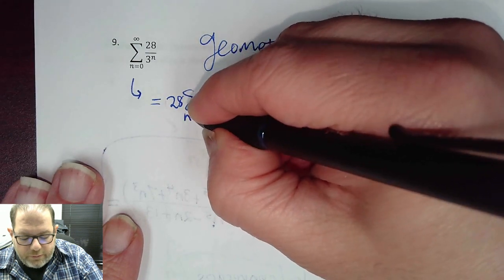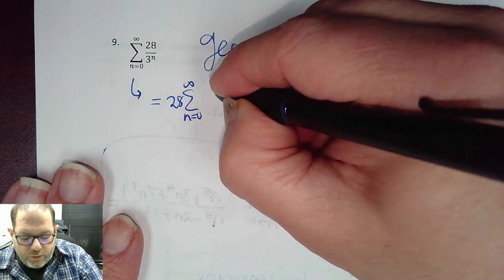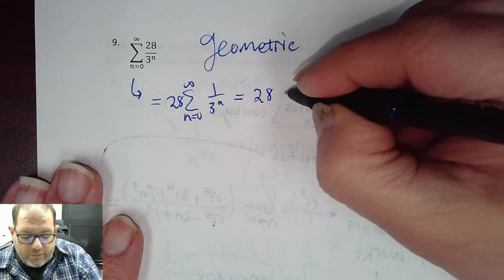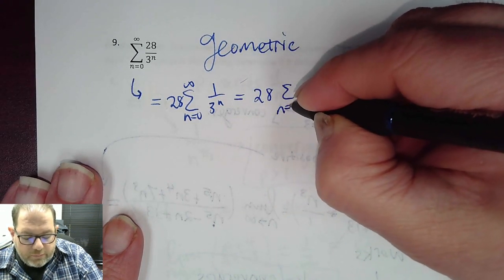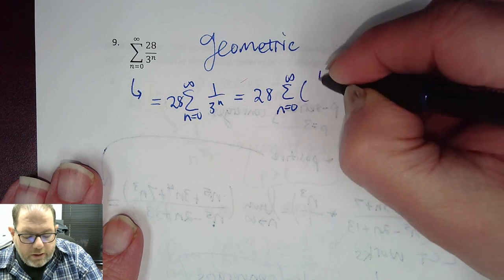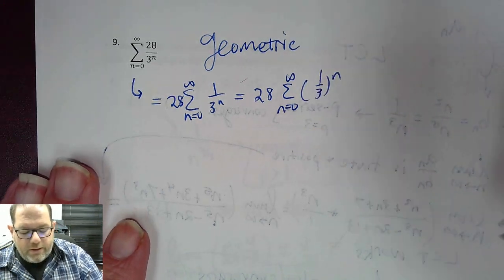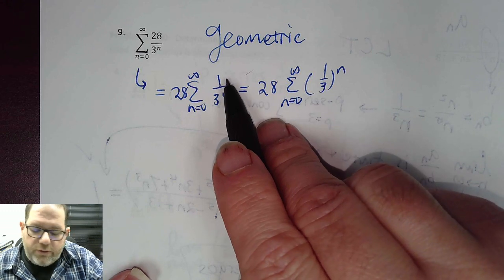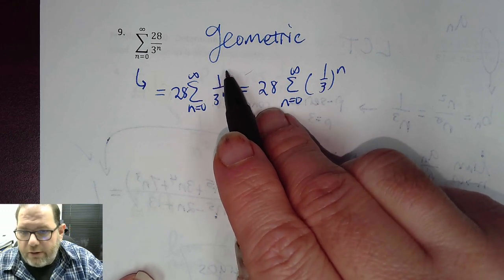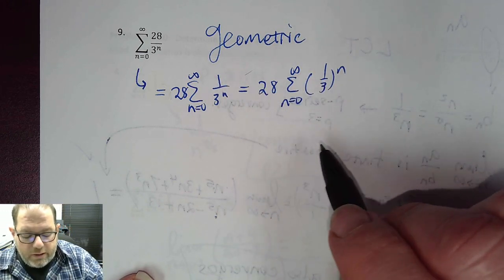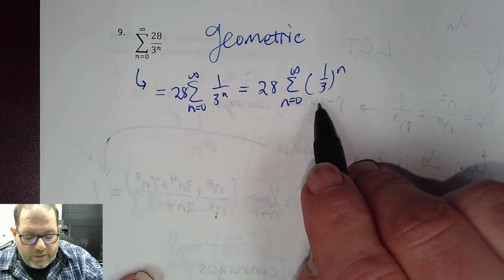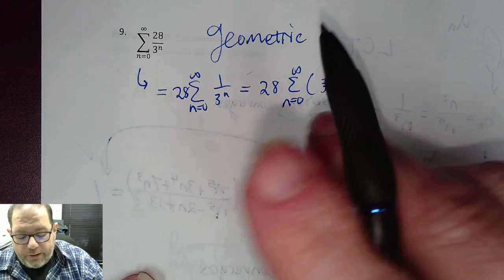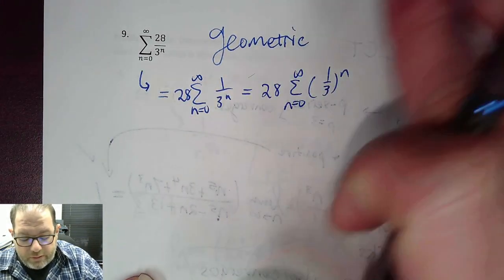Sum from n equals 0 to infinity of 1 over 3 to the n, which is really the same thing as saying 28 times the sum from n equals 0 to infinity of 1/3 to the n. The 1 in the numerator is basically 1 to the n, because we know 1 to a power is still 1. By changing it, we're essentially saying the numerator is 1 to the n, so we can combine that as a single term, which we can do.